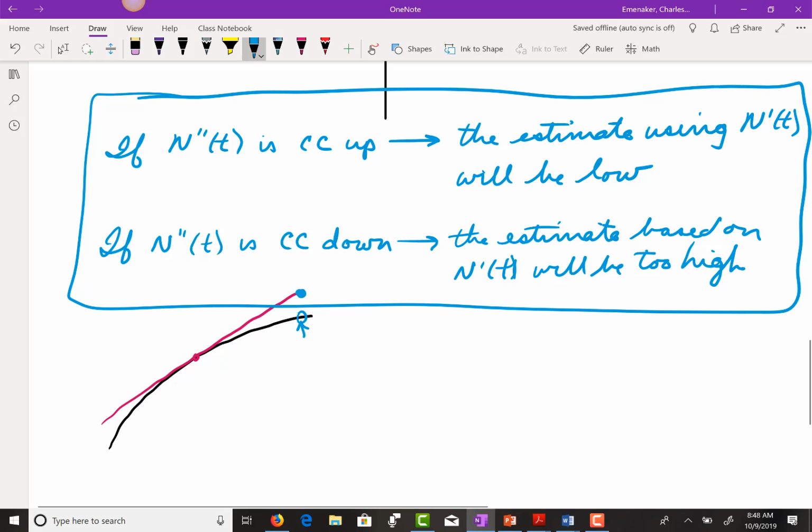This is really important. The second derivative is going to tell us if our estimate is an overestimate or an underestimate, and that's an important thing to know. Okay? Everybody good with that?